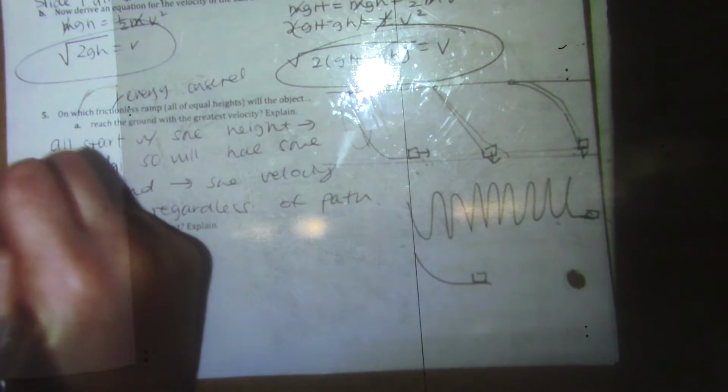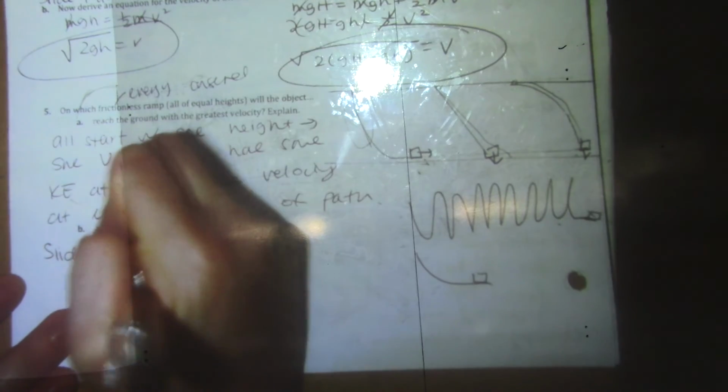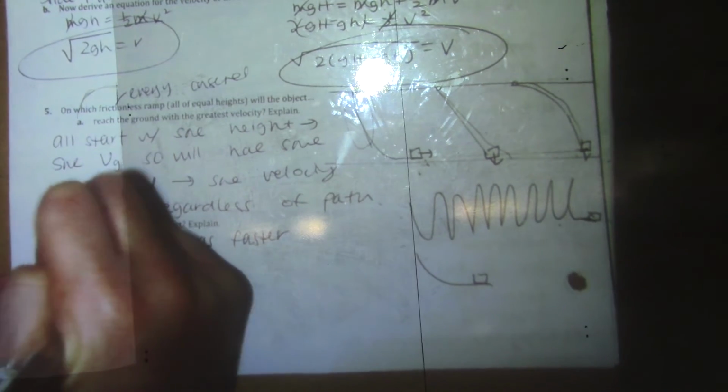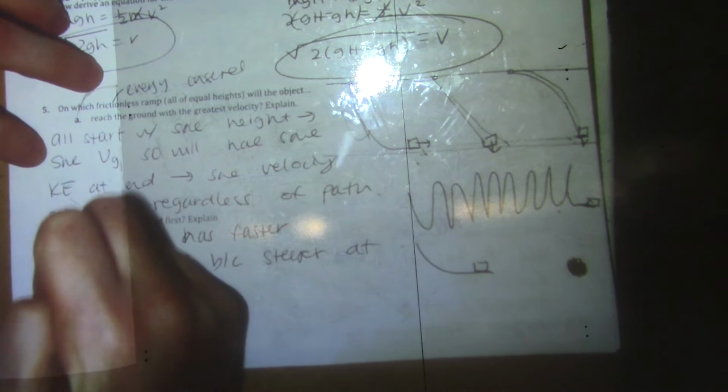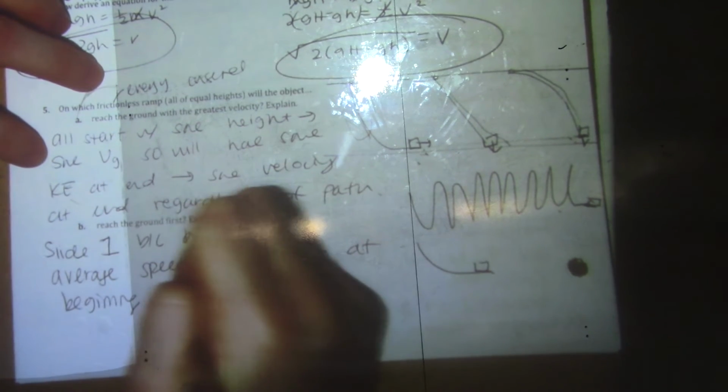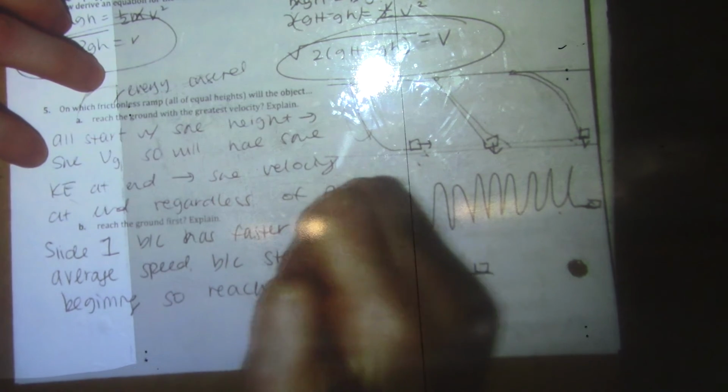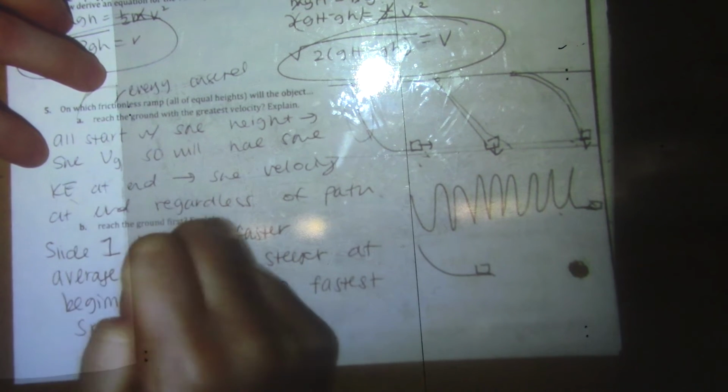So I would say slide 1 is definitely the one that reaches the ground first because it has a faster average speed. So on average, its speed is greater, even though they end up with the exact same speed at the very, very end. And you can't just say it has a faster average speed. The reason it has a faster average speed is because it is steeper at the beginning, at the start. So it reaches its fastest speed earlier than the other slides.